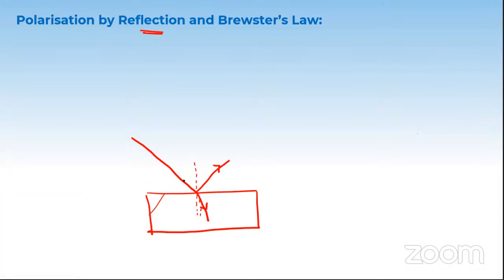So this is the angle of incidence i, this is the angle of reflection. Angle of incidence is equal to angle of reflection, and this is the angle of refraction. And you know Snell's law, and you know all this concept of reflection and refraction, right? So the same thing we are going to use here.